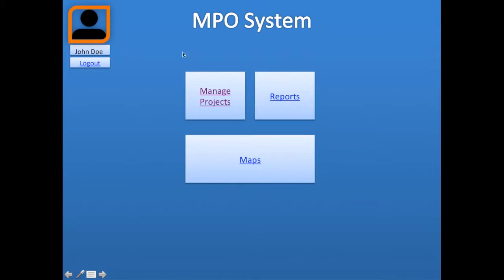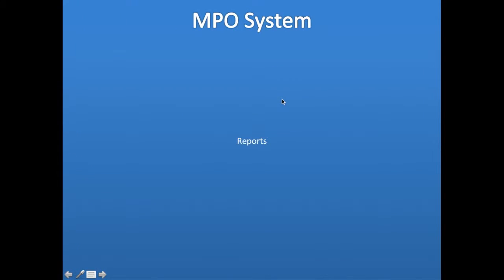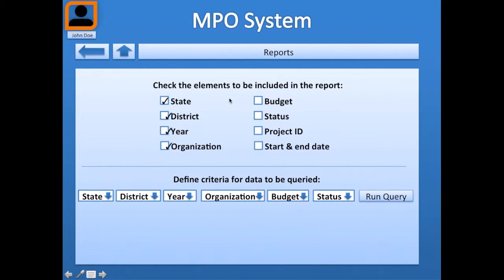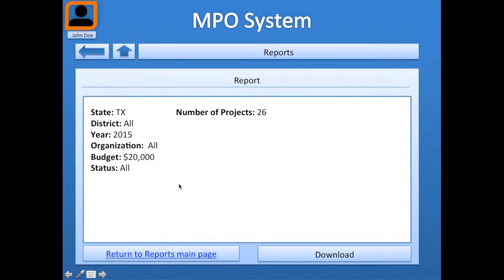So back to homepage. You can view reports, and then based off certain criteria, you can select which state, what district, for what year, what organization. So right now we've only got all the text dots and the NM dots, the budget and the status of the project, and you can run a query.